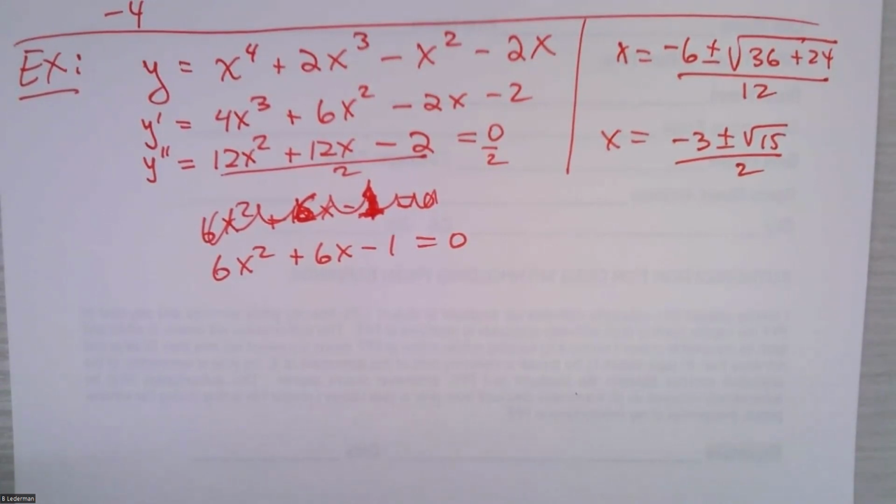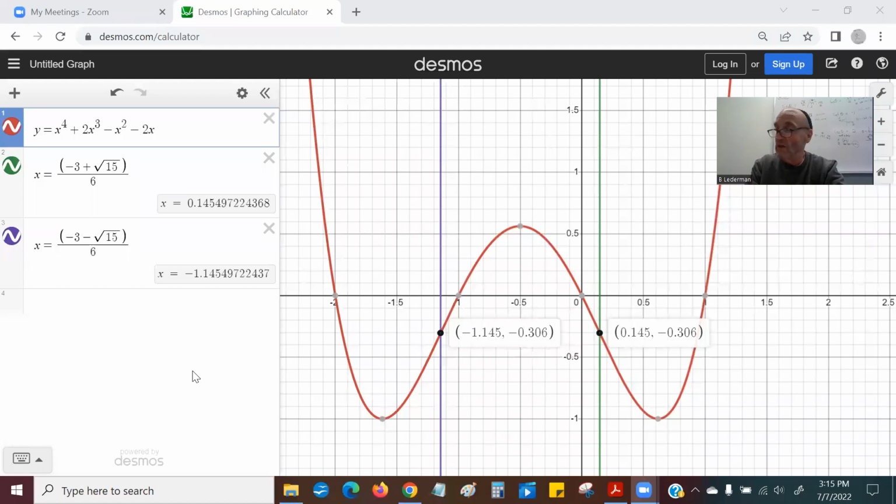Now I need to switch cameras and get to my screen. There we go. Now I'm going to share my screen. Okay, so here is the curve that we're working with: y equals x to the 4th plus 2x cubed minus x squared minus 2x, and it's this red W-looking curve.